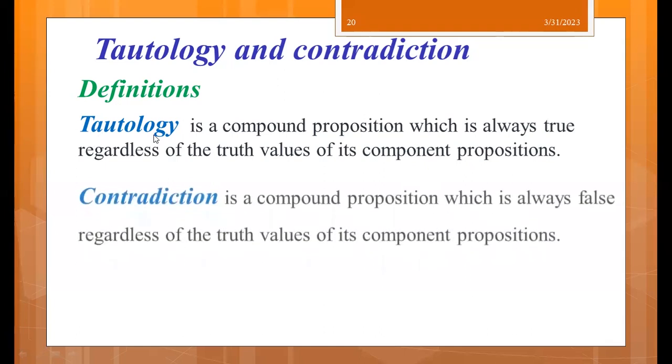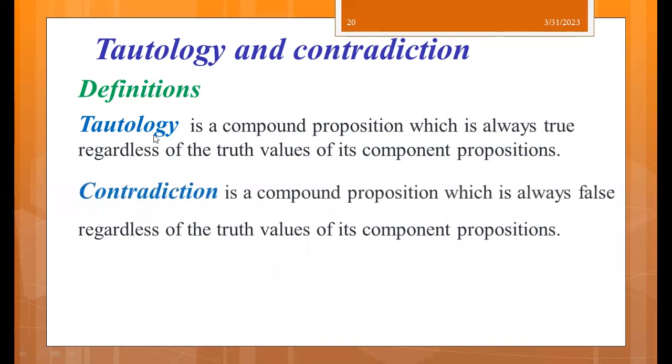Whereas a contradiction is a compound statement or compound proposition which is always false regardless of the truth values of its component propositions. Whatever the truth values of its components are, if the compound statement always has a truth value of false, then that type of compound statement is said to be a contradiction.